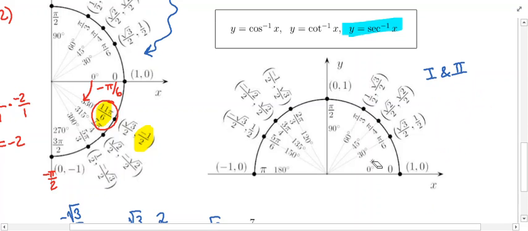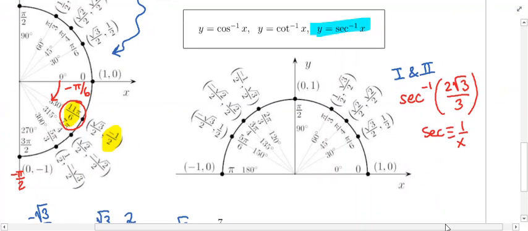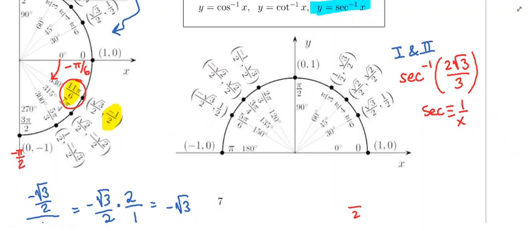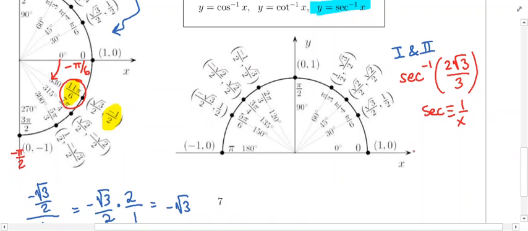To do a secant, remember this is going to be 1 over the x-coordinate. Again, we're trying to calculate secant inverse of 2 square root of 3 over 3. Secant is 1 over x. We have a positive secant here. Out of quadrants 1 and 2, secant is positive in quadrant 1, so we need to look there. If you do this in your head, 1 over the x-coordinate, which one of these angles is going to have a secant of 2 square root of 3 over 3?